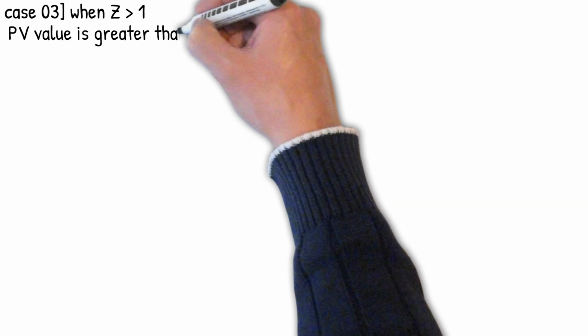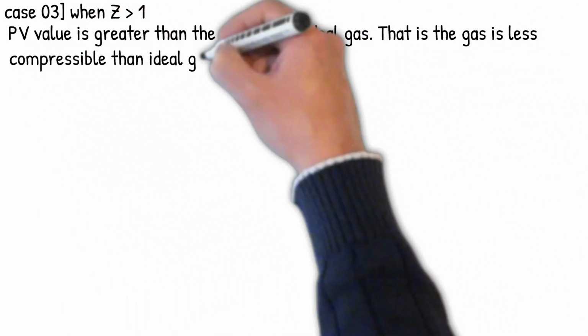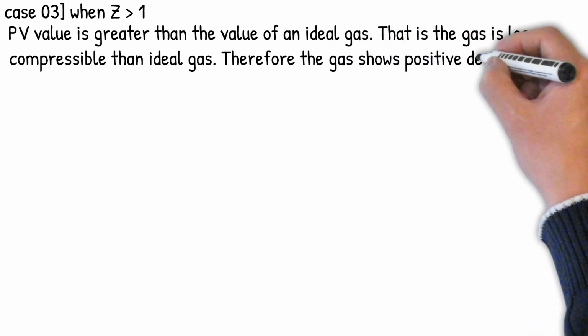Case 3. When Z is greater than 1, the PV value is greater than the value of an ideal gas. That is, the gas is less compressible than an ideal gas. Therefore, the gas shows positive deviation. Consider the graph below.